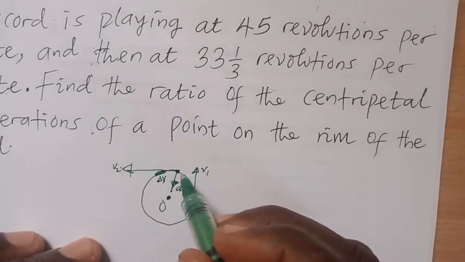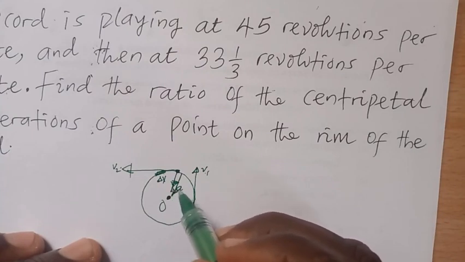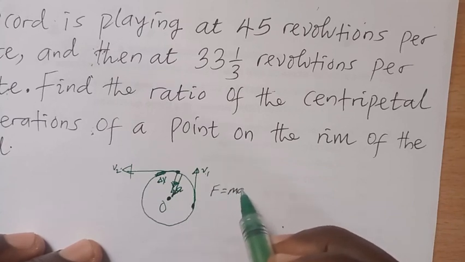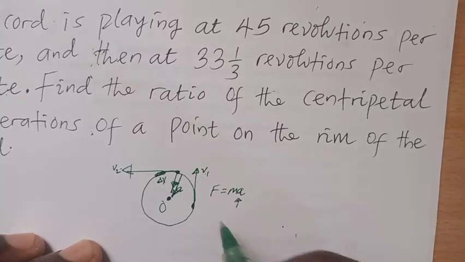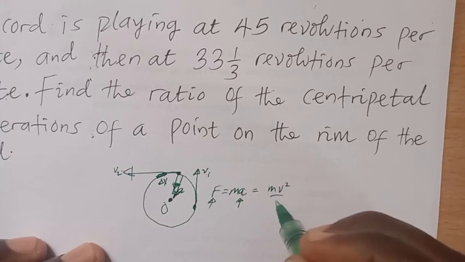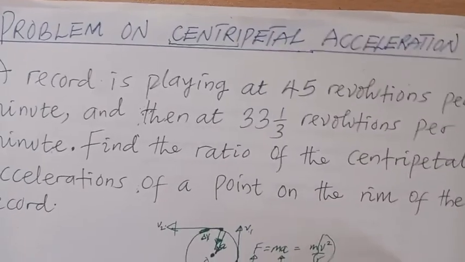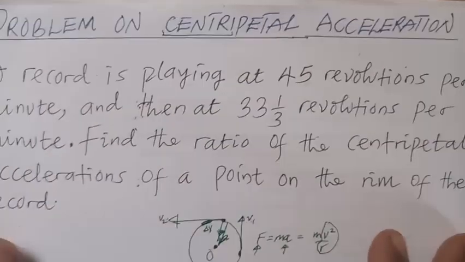it constitutes a force that is directed also towards the center of the circle, because if acceleration exists, force also exists. So F is equal to ma, where a is the centripetal acceleration and then F is the centripetal force, also directed towards the center of the circle. This is given as mv square over r, where this v square over r is the centripetal acceleration. Okay, having said that, let us now read the problem and solve it as usual.